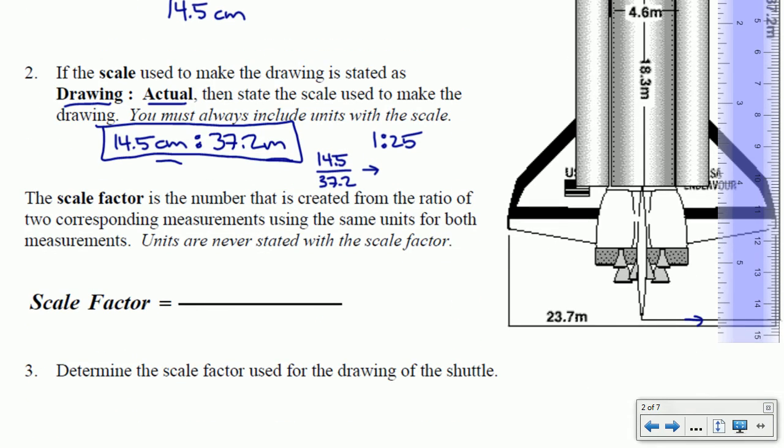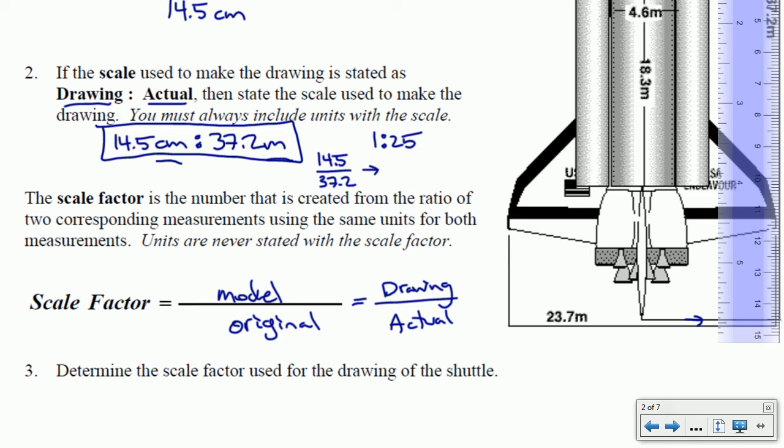Next, the scale factor is the number that is created from the ratio of two corresponding measurements using the same units for both measurements. Units are never stated with the scale factor. So the scale factor is often reported as model divided by original, or with this example, we could call it drawing divided by actual. In order to determine the scale factor, we need to make sure that the drawing units and the actual units are the same.